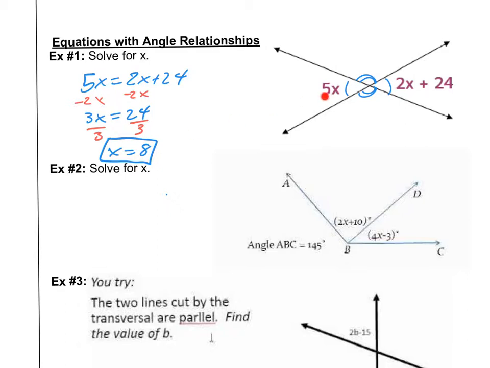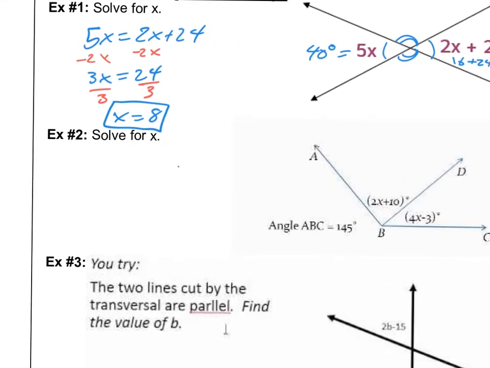In fact, if I was to plug in 8, I would know that this is 40 degrees. And if I plugged in over here, 2 times 8 is 16. 16 plus 24. Hey, what do you know? That's 40 degrees. And that makes sense because we already said they should be exactly the same. Okay, so that's how you can use these relationships to solve for certain parts, solve for missing angles, solve for variables. You just got to think about, hey, how are these things related? Make a little equation and set it up from there.